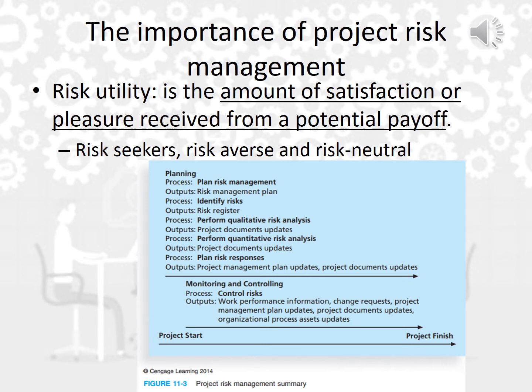While risk neutral is the balance between them. So they have a higher level compared to risk averse, while it is lower compared to risk seekers. Let's take an example from your textbook.